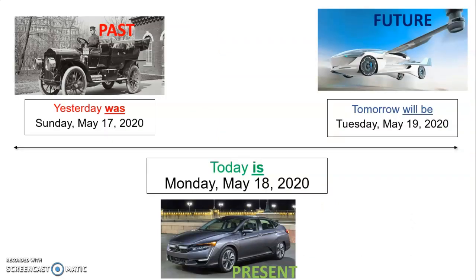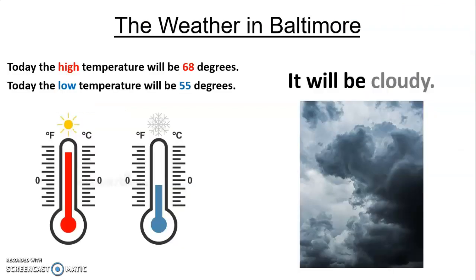Let's get started. All right, so yesterday was Sunday, May 17th, 2020. Today is Monday, May 18th, 2020, and tomorrow will be Tuesday, May 19th, 2020. The weather in Baltimore today, the high temperature will be 68 degrees and the low temperature will be 55 degrees, and it will be cloudy today.